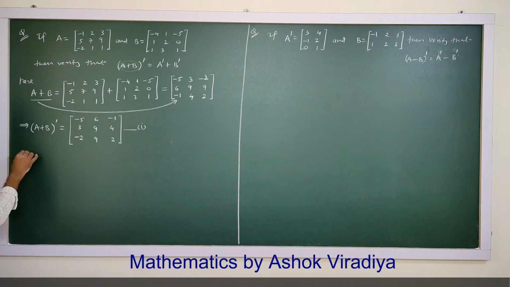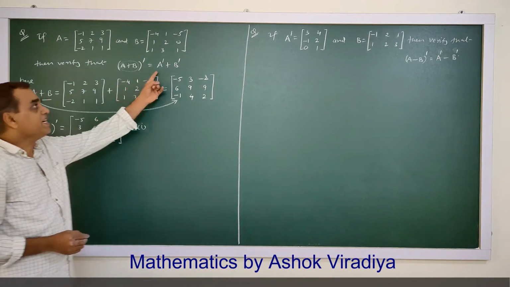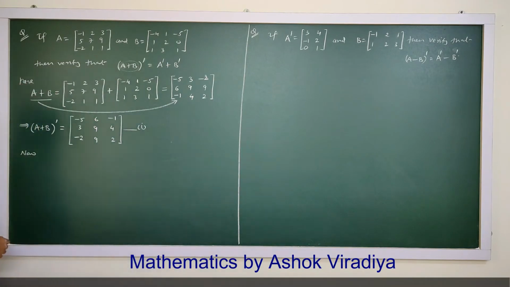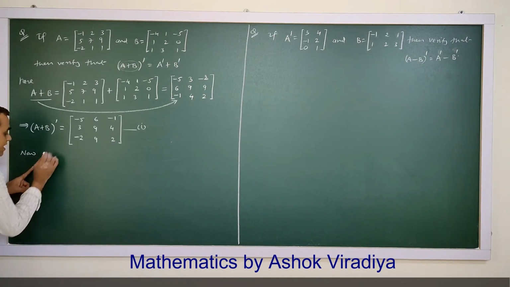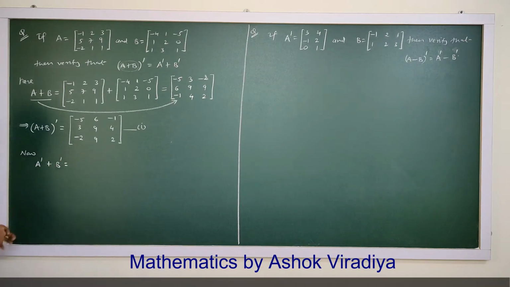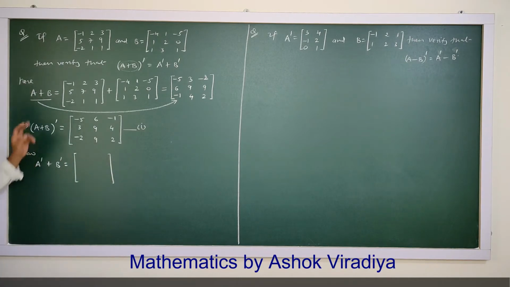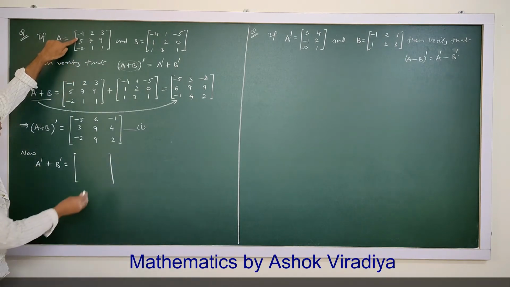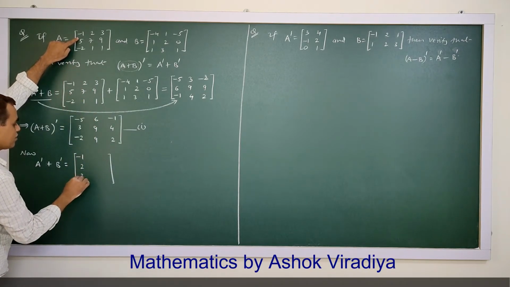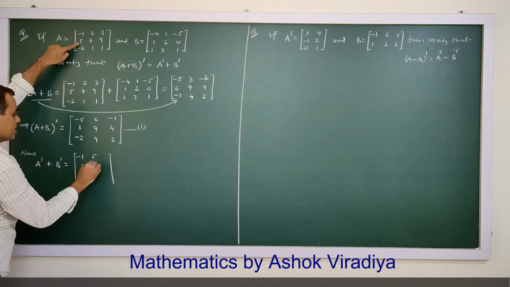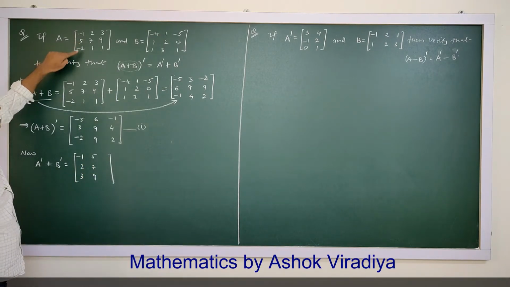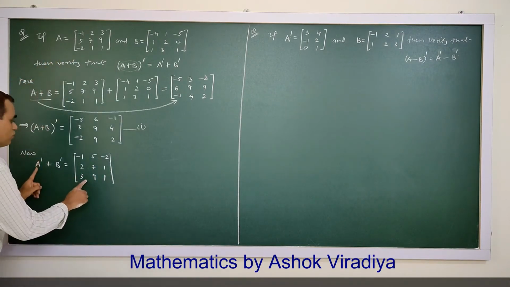Now we want A transpose plus B transpose. I take the value of A transpose. This is A, so its transpose is: first row is first column, second row is second column, third row is third column. It is the transpose of A.